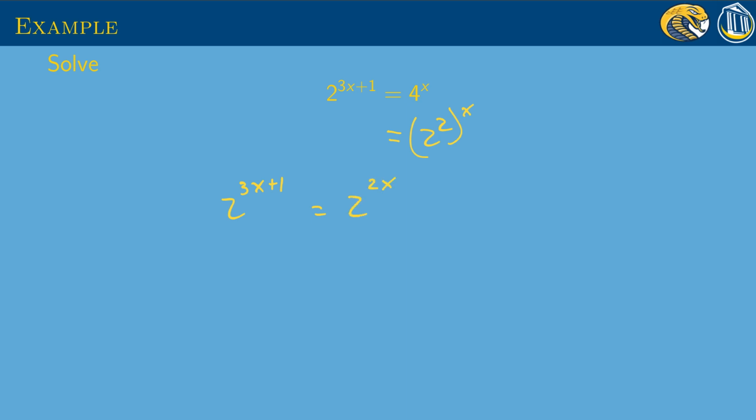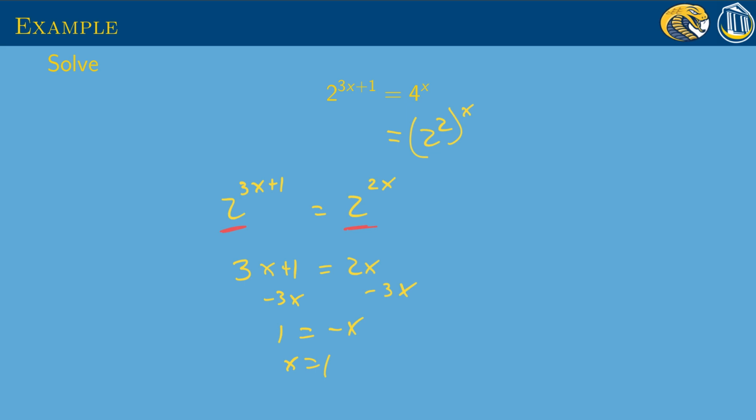And since we now have two exponents with the same base, we can effectively eliminate the base itself and just set the exponents equal to each other. 3x plus 1 equals 2x. We can collect our like terms, say subtract 3x from both sides, giving us 1 equals negative x, and therefore x equals 1. And you're welcome to plug that back into the original equation to verify that that is correct.